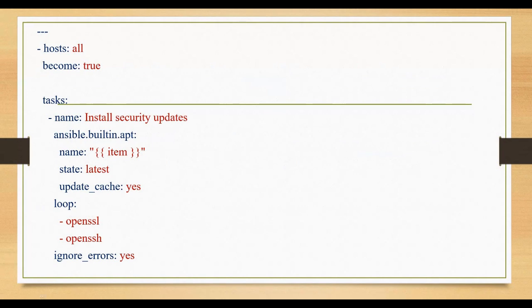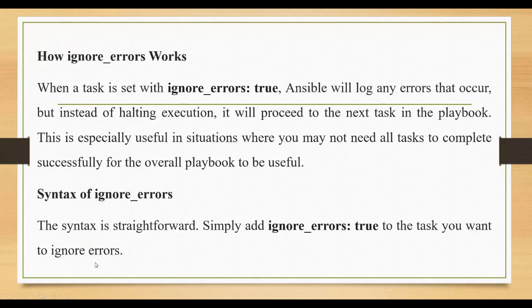So here we write the script beginning with the -, hosts: all, become: true. The task name should be install the security updates using the built-in apt. The name should be item, state latest, update_cache should be yes. In the loop, we are using openssh and openssl. So if it shows any error, we use the command ignore_errors.